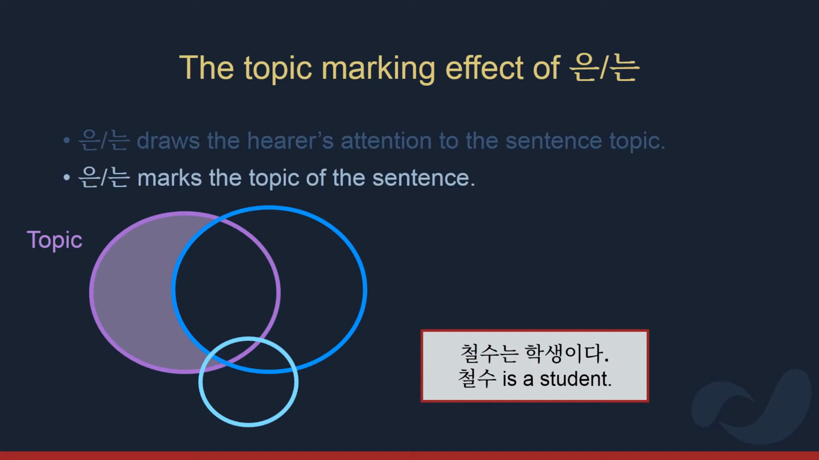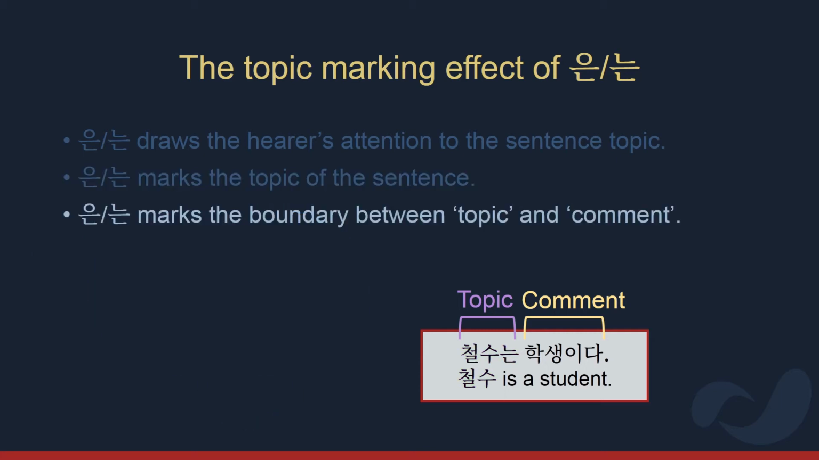초수 is introduced as what the speaker wants to talk about now, and the rest of the sentence is a comment about him. With this example, we see the sentence is divided into two parts. They are called topic and comment. 초수 is the topic, and 학생이다 is the comment. The comment is made about 초수. One reason why 는 is called the topic particle is that it marks the boundary between topic and comment.